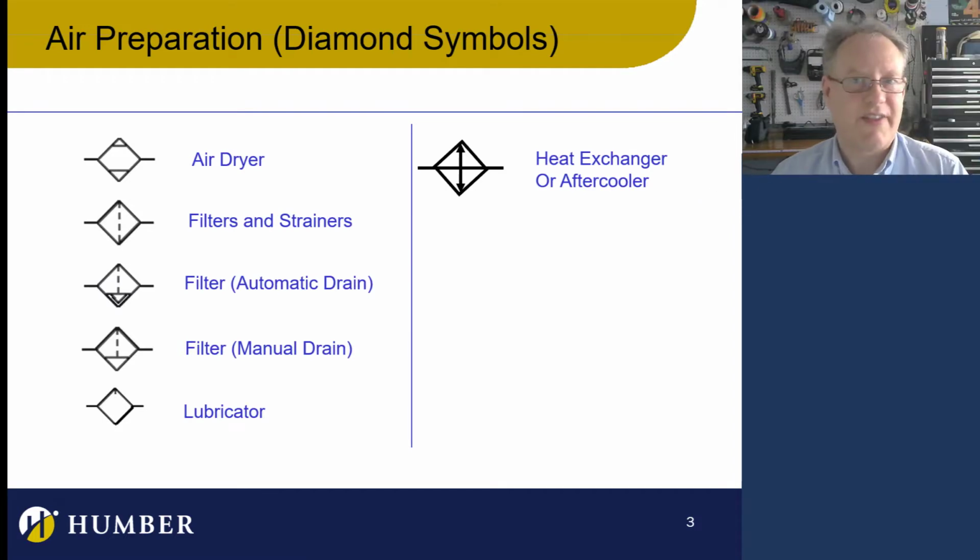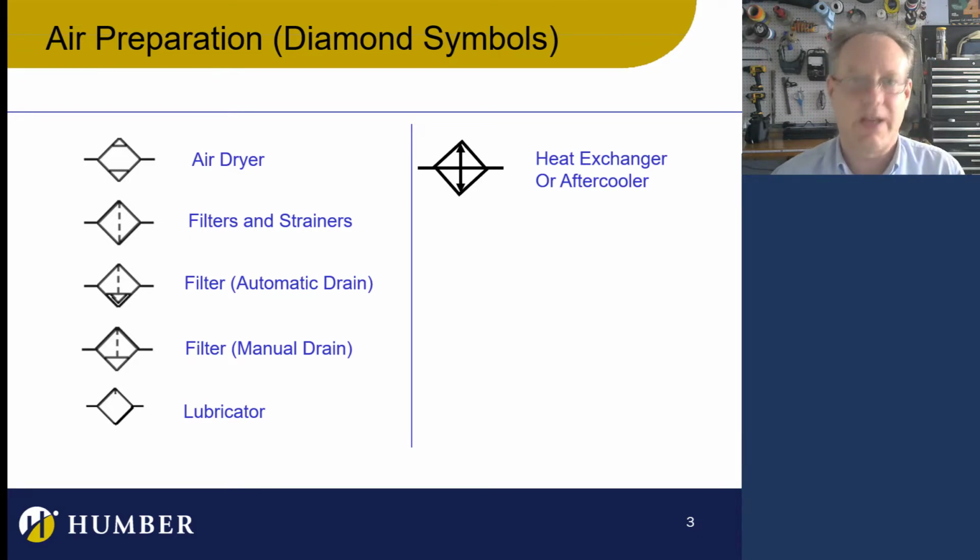We've got all these other things that we add on to the main core of a system. And anything with a diamond-shaped symbol indicates something that conditions the air. These are all different types of air conditioning devices, and we're going to go into those later. We're actually going to do a whole lecture on this stuff. So there you go, I just wanted to give you a heads up.